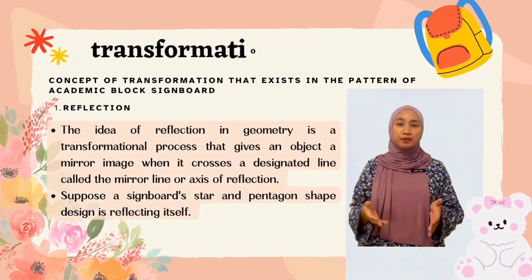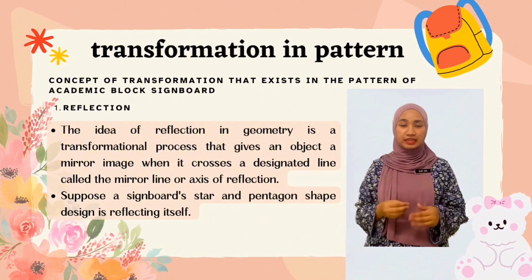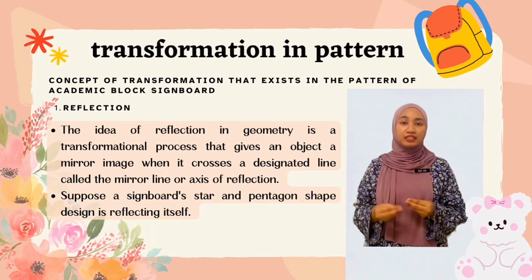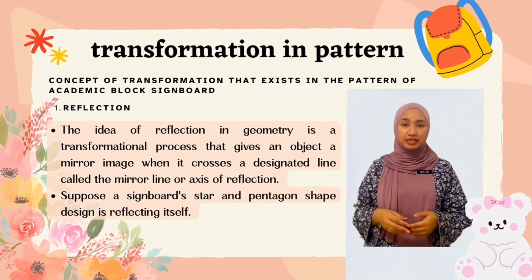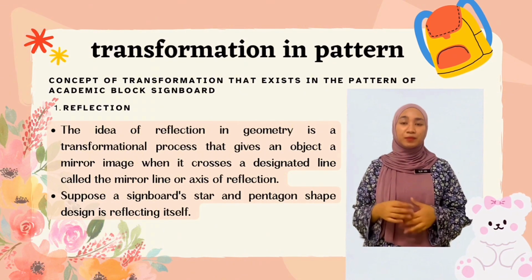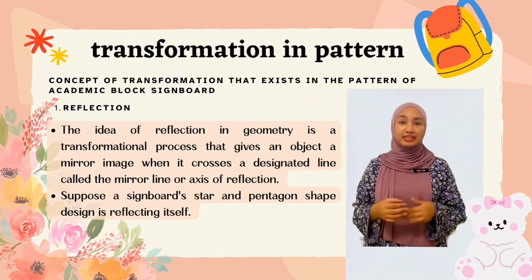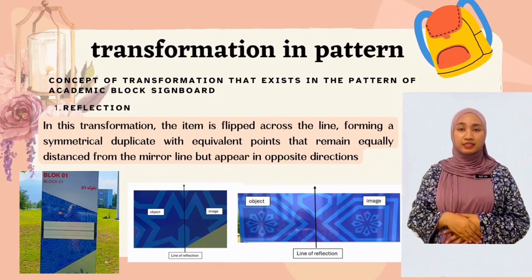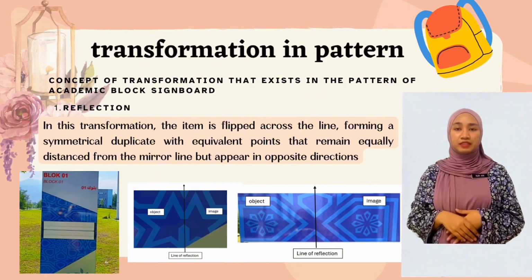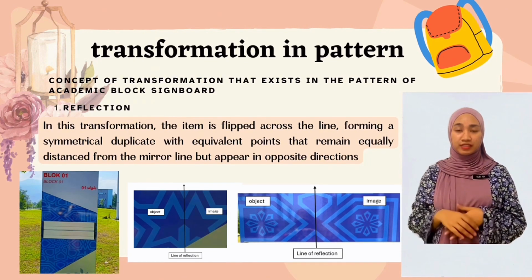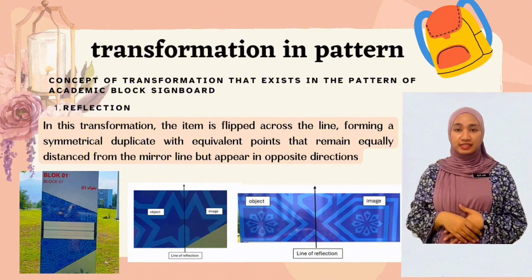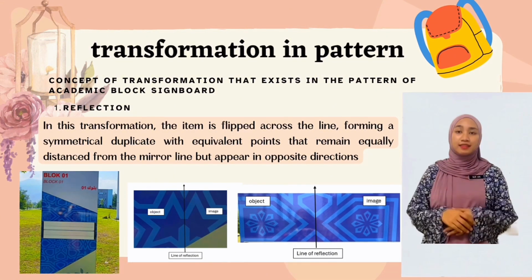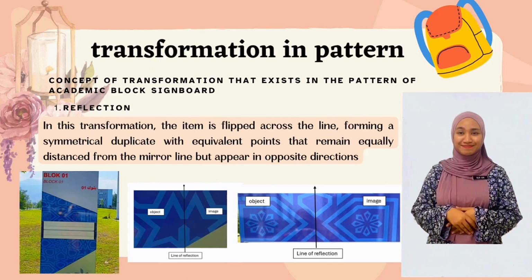Besides, I would like to explain about the concept of transformation that exists in the pattern of the academic block signboard. Reflection is a transformational process at this symbol. The star and pentagon shape is reflecting itself. In this transformation, the item is split across the line, forming a symmetrical duplicate with equivalent points that remain equally distant from the mirror line but appear in opposite directions. That's all for me. Thank you.